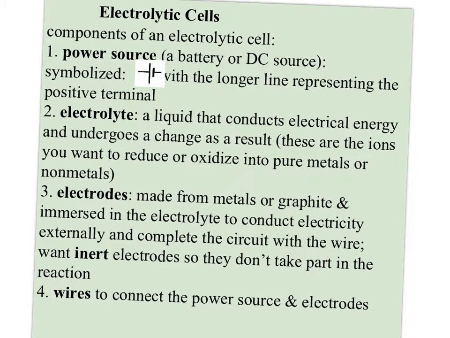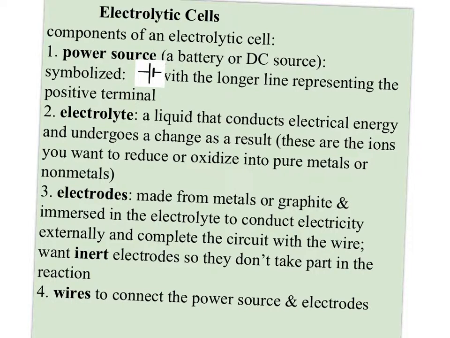So what are the components of an electrolytic cell? Really very much like a voltaic cell, because you need the electrolyte and you need the electrodes, so you have metals and you have ionic solution. But now you also need a power source, you need a wire to connect it all, but you don't need a salt bridge. The power source is going to be a DC power source, a positive end and a negative end, and the symbol for that is shown with a long line and a short line, and the longer line represents the positive terminal.